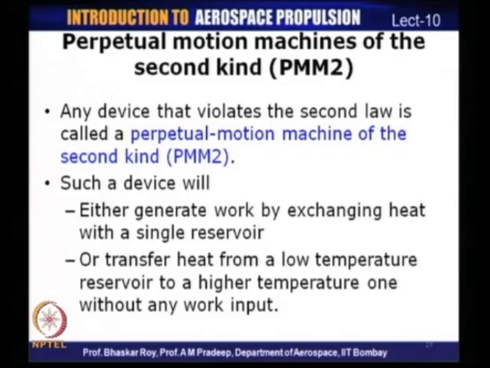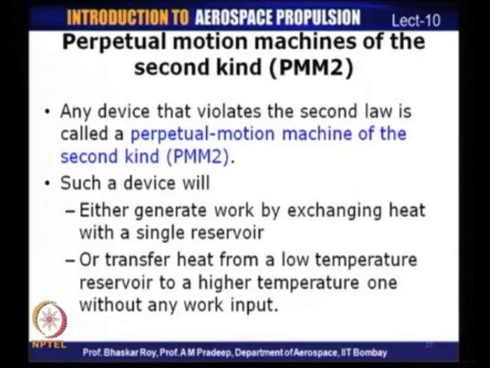Now, a perpetual motion machine of the second kind is any device which violates the second law of thermodynamics. So, it means that as per the Kelvin-Planck statement or the Clausius statement, such a device will either generate work by exchanging heat with a single reservoir, which is a violation of the Kelvin-Planck statement, or it would transfer heat from a low temperature reservoir to a high temperature one without requiring any work input, which is a violation of the Clausius statement. So, a perpetual motion machine would end up doing either of these.